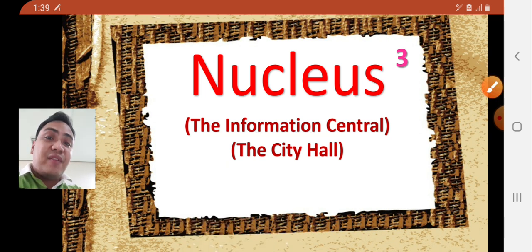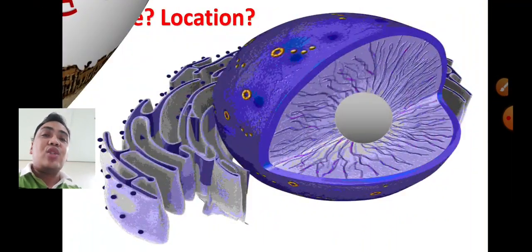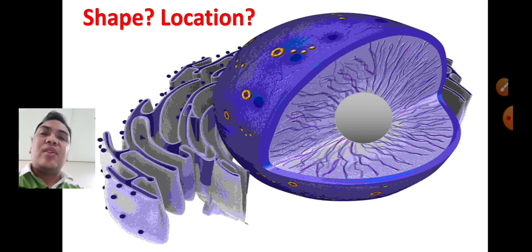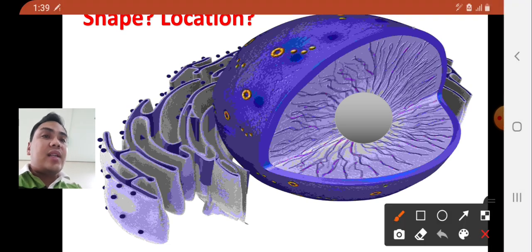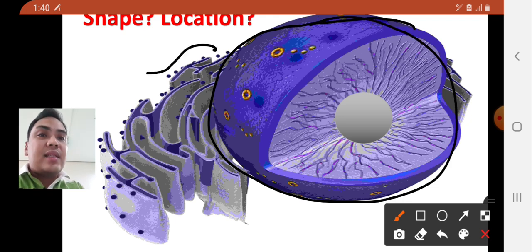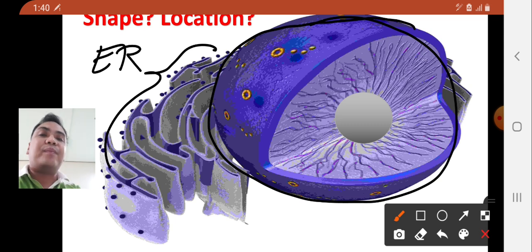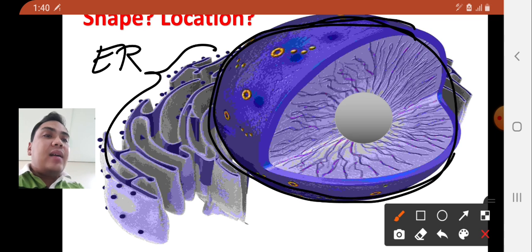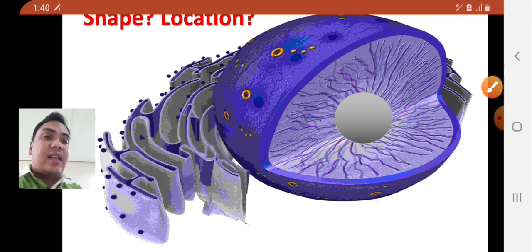So this is the main function of the nucleus. It is the control center of the cell. Hence, we use the term city hall. Let's try to describe the shape as well as the location of the nucleus within a typical cell. As you notice in our presentation, this part is the nucleus. And take note, this structure is the endoplasmic reticulum. Going back, we can describe the shape of the nucleus as a spherical body, and it is usually located at the center of the cell.